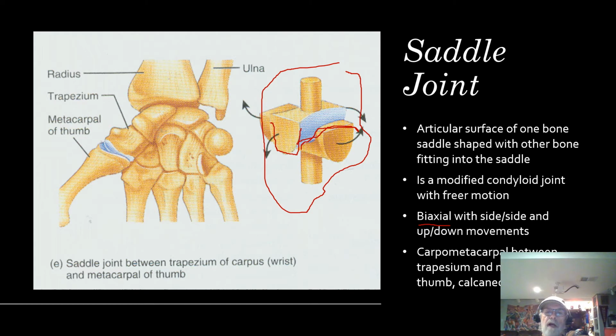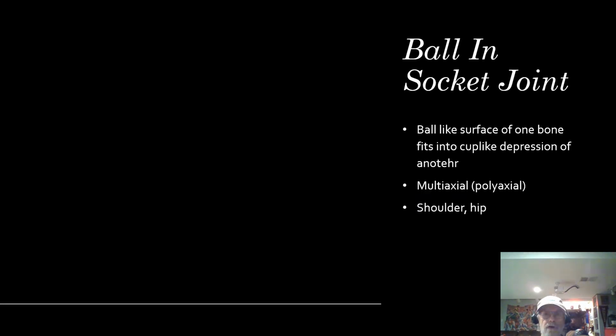Typical example, the carpal metacarpal joints between the trapezium and the metacarpal of the thumb, the calcaneocuboid joint, which we saw in the foot, with the calcaneus being the heel bone and the cuboid being that bone that's just immediately distal to the calcaneus, as we saw in the lab. And that's called a saddle joint. Okay, it's not one of the more common joints in the body, but it does allow multiple degrees of motion.